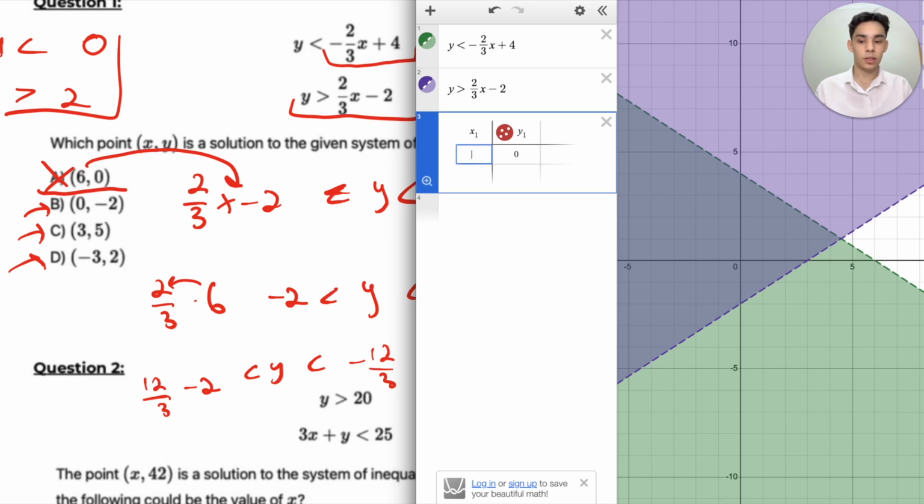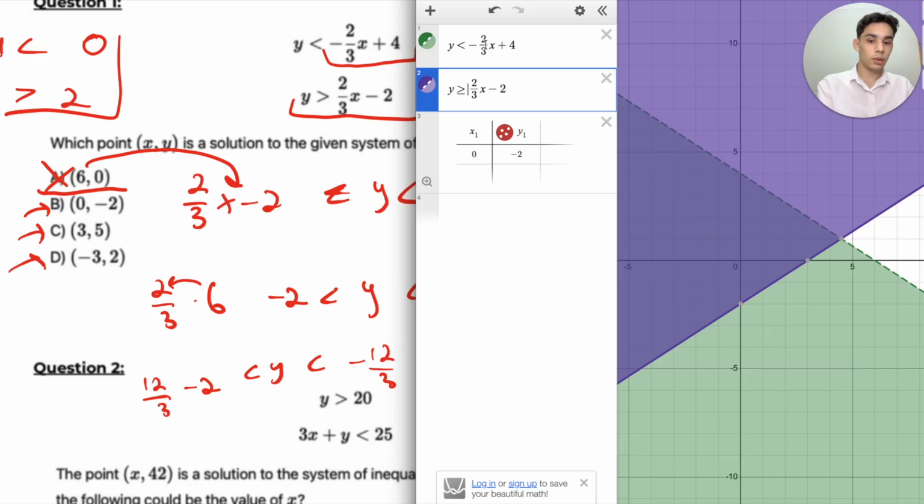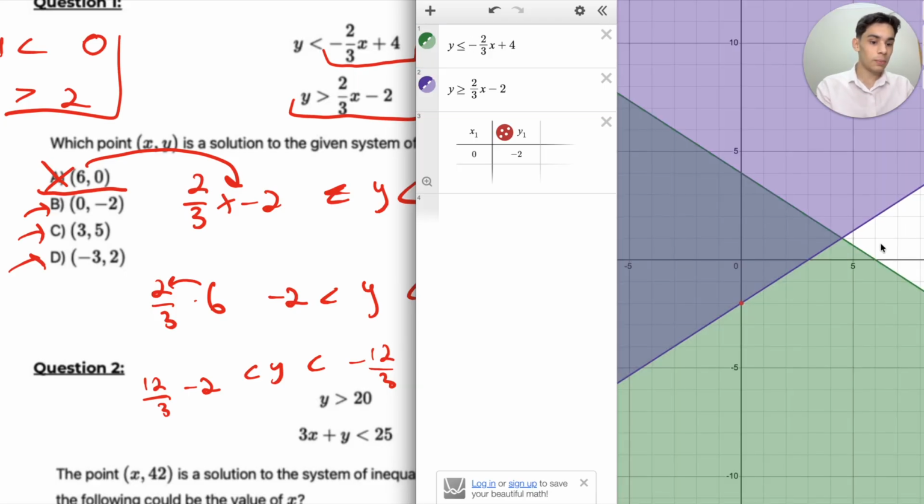Let's plug in answer choice B. So it will be 0 and negative 2. Now, this would be true if our lines were like this, because it would fall on a border where both lines intersect. This would be considered true. But because unfortunately our signs are a bit different, the red dot falls on the border, which is full of dashes. So we cannot again consider it as a solution. Answer choice B goes away.